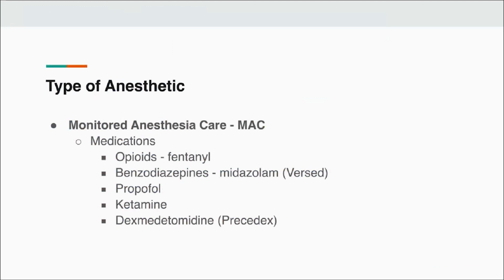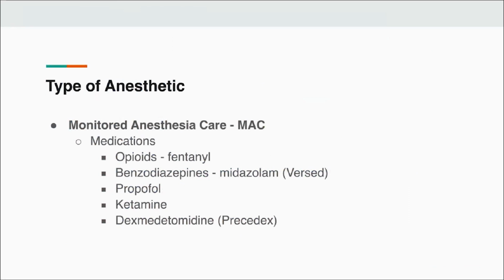Some of the medications that we use for monitored anesthesia care include opioids, which for the anesthesia team is typically fentanyl, and benzodiazepines, which typically is midazolam. We can use small doses together to make the patient comfortable. And on top of that, we typically use a propofol infusion. It's usually not a general anesthetic dose, but enough to keep the patient comfortable.